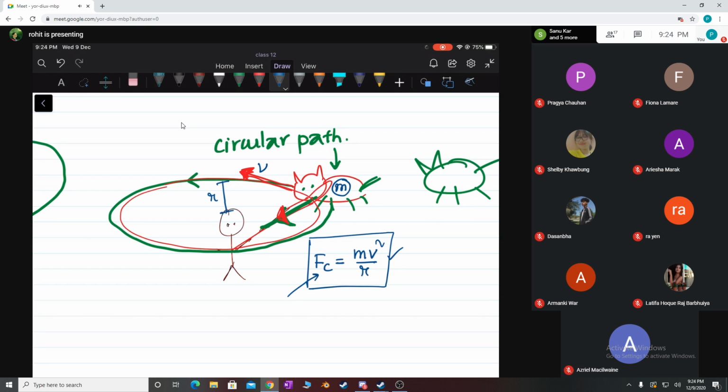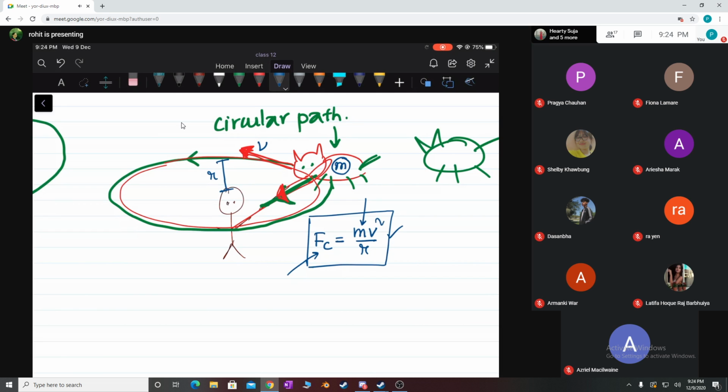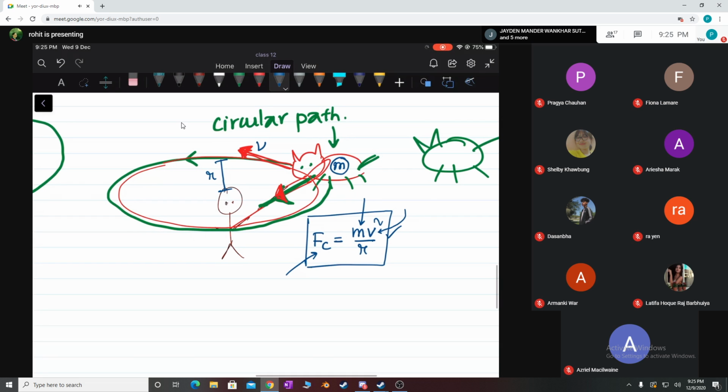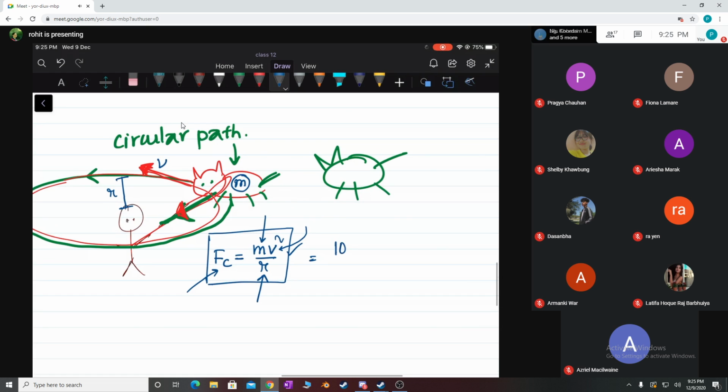And what does it mean? I want the cat to rotate, so I must write here the mass of the cat. If it is 10 kg, you write 10 kg. If you want the cat to rotate with a velocity of 100 meters per second, you write here 100 meters per second. If you want any object to rotate, you should write here the radius of rotation.